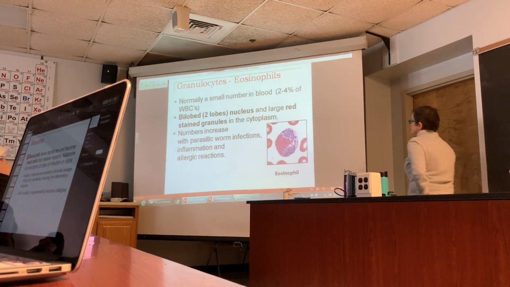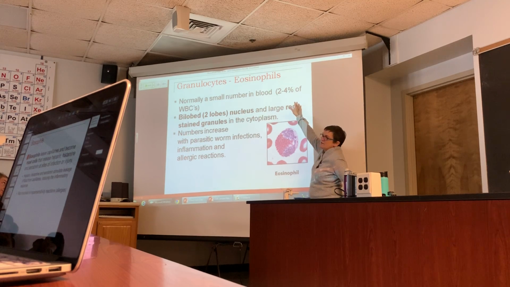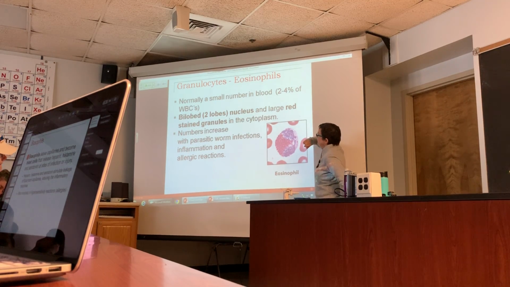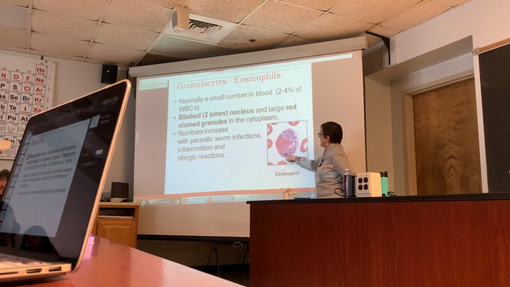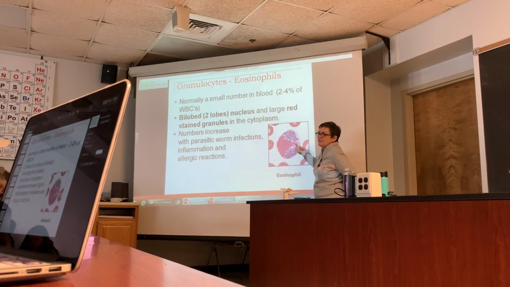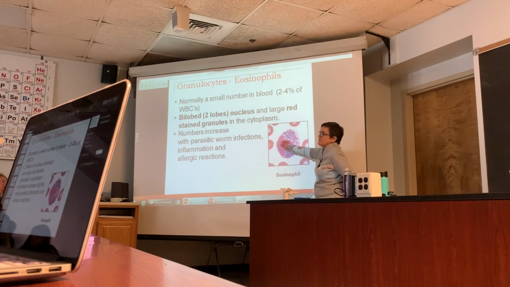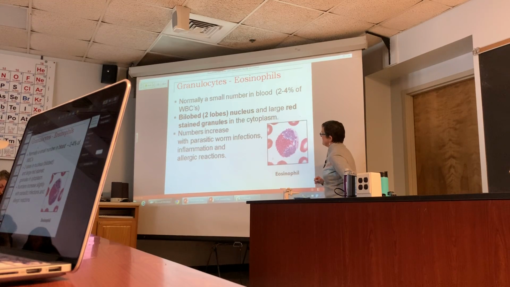Okay, eosinophils, they are a small number, 2 to 4% of your white blood cells. They have what's called a bilobed nucleus. This is the nucleus here, in blue, and it's connected by a little thread of nuclear material. That's 2 lobes, that's a bilobed nucleus. They also have very red granules. So eosinophils stain very red, lots of red granules in the cytoplasm.